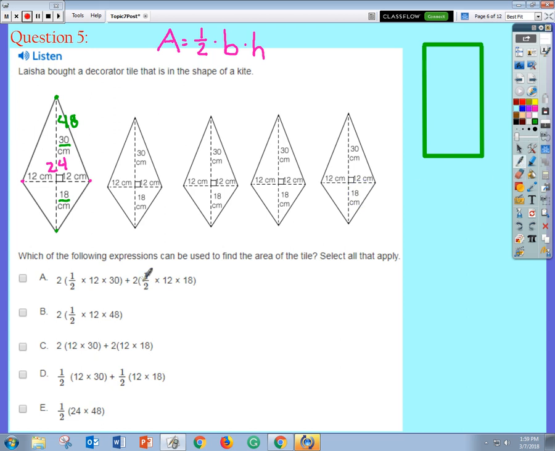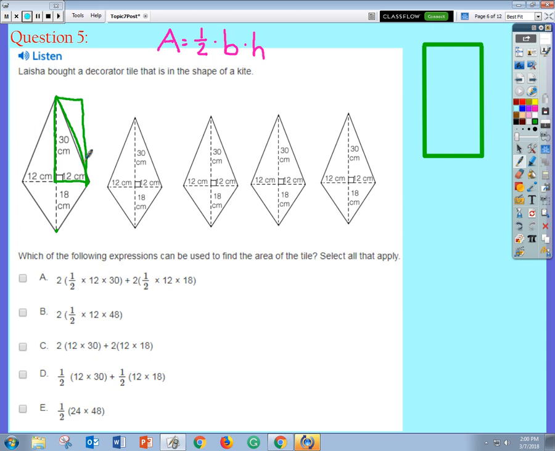Let's take a look at this first formula. It says 2 times 1/2 times 12 times 13, plus 2 times 1/2 times 12 times 18. Where are they getting this 12 times 30 from? Looks like they're getting the 12 times 30 from right here. They're looking at this as a triangle. Now they're actually doing 12 times 30, making it a rectangle, and then cutting it in half.